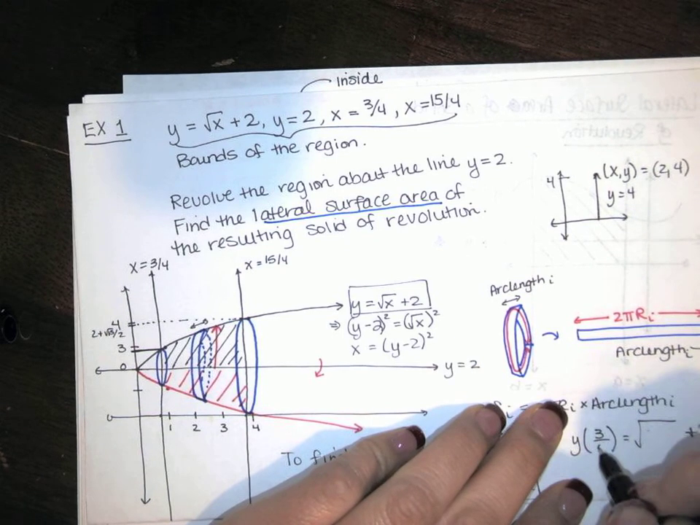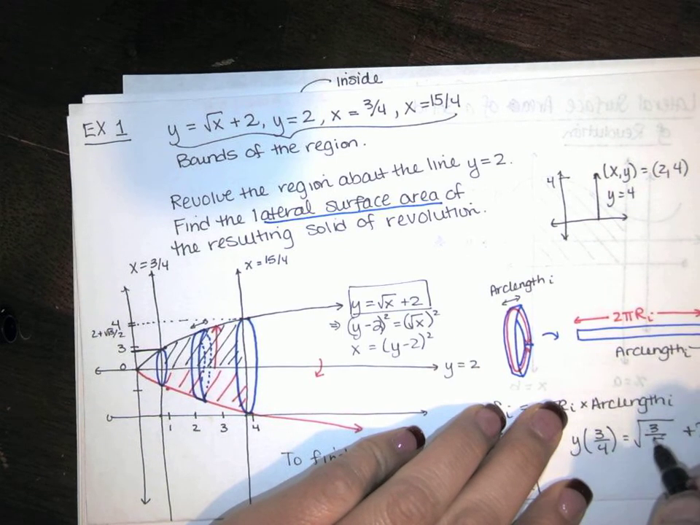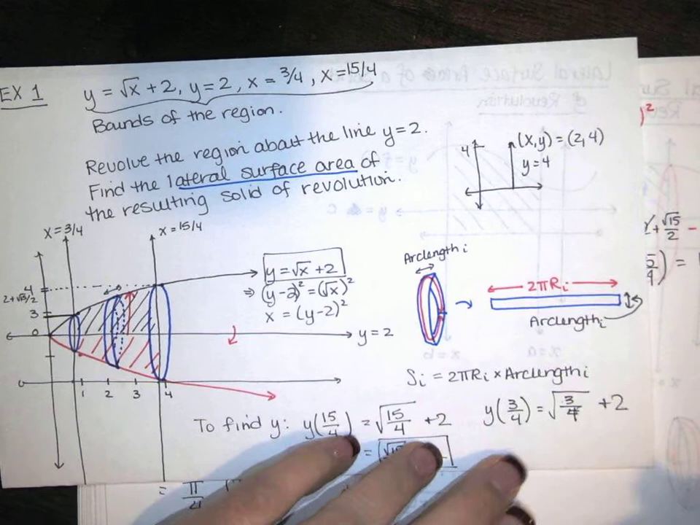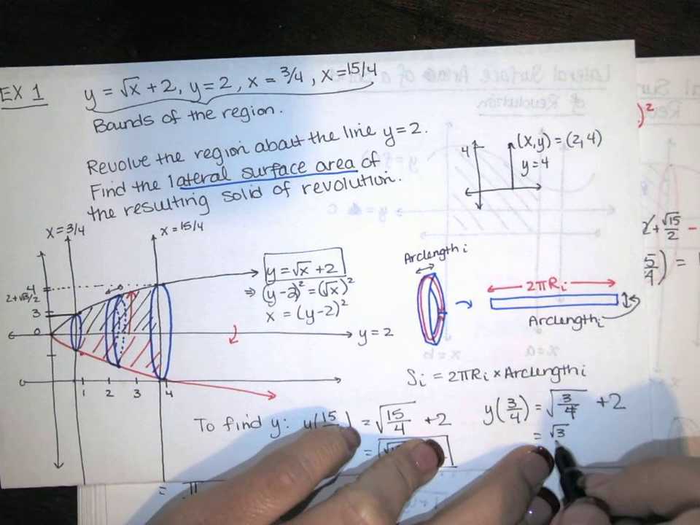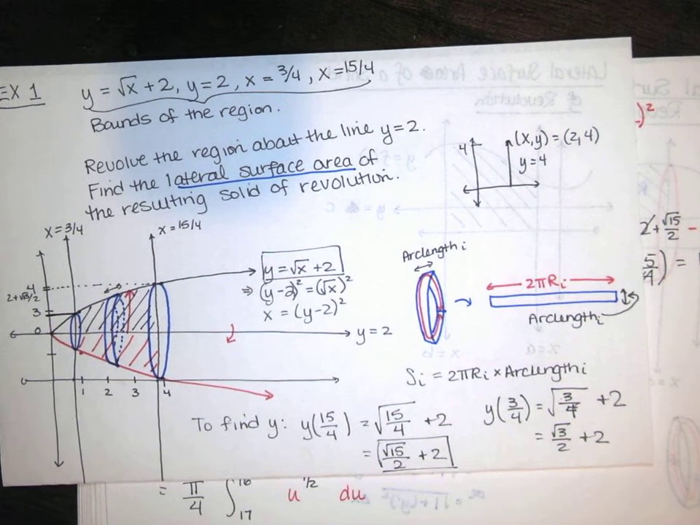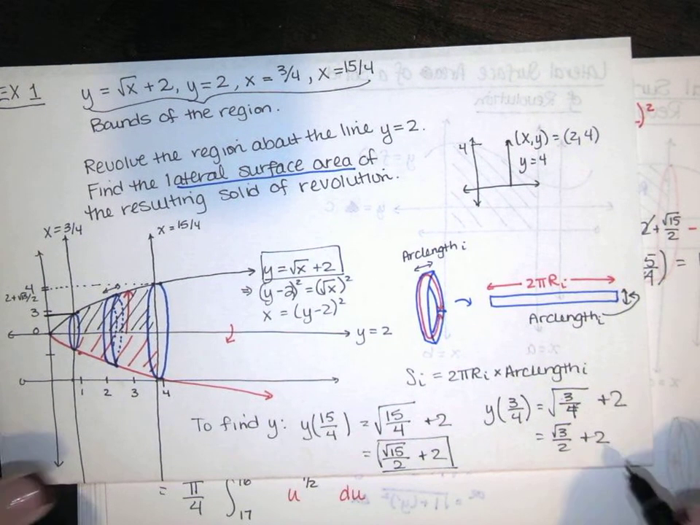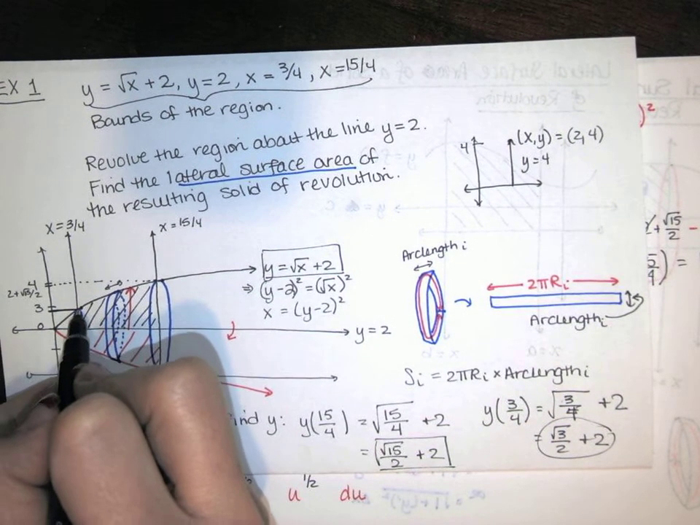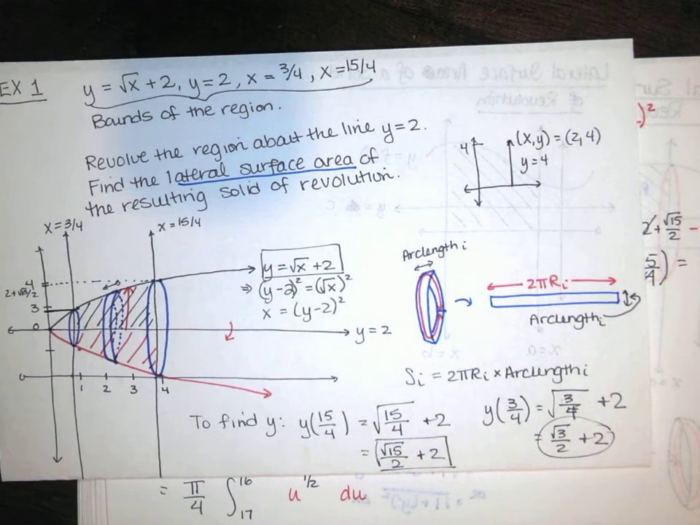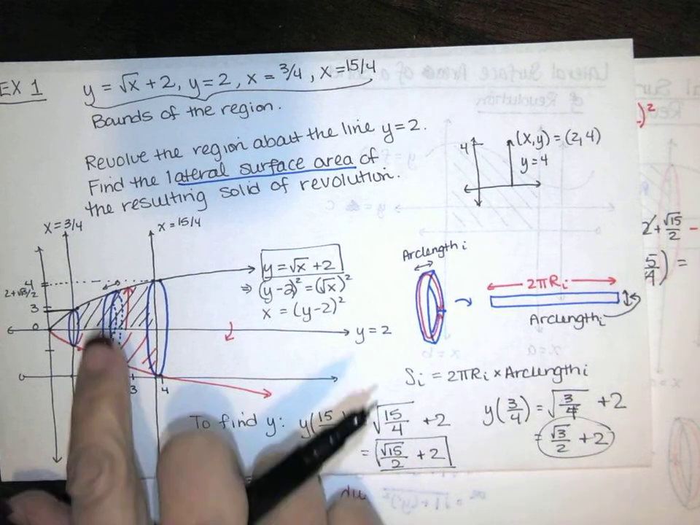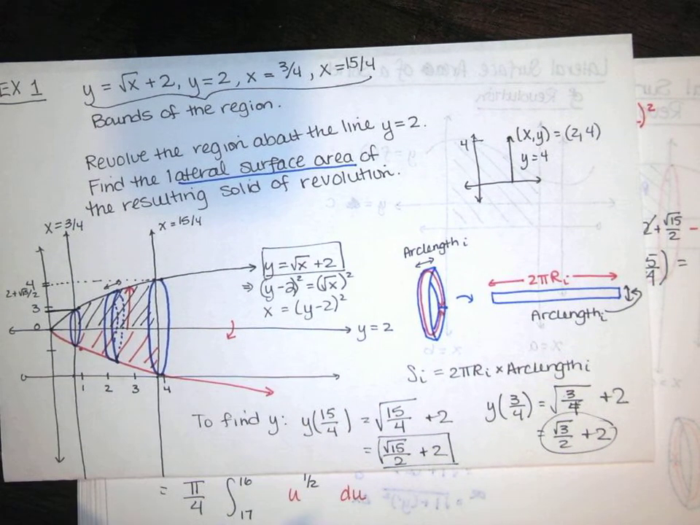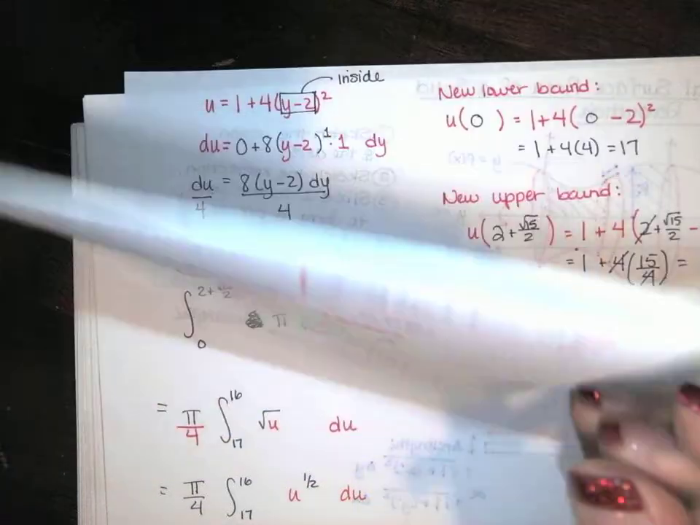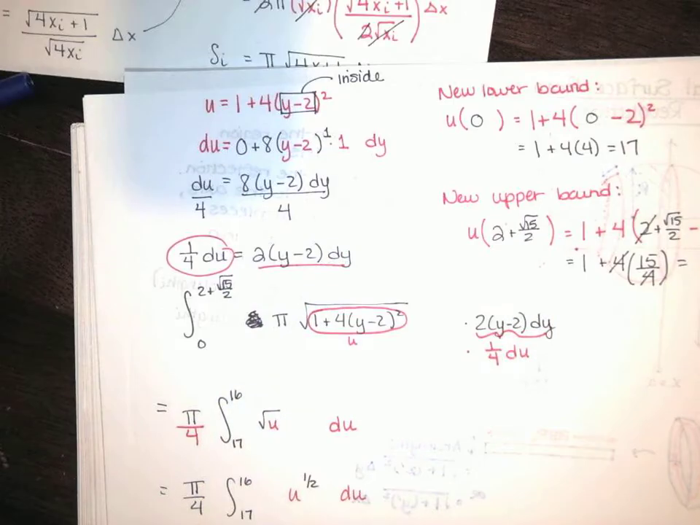I'm going to plug in 3/4. Take the square root of the numerator and the square root of the denominator. Okay, so I've got a new lower bound. It wasn't supposed to be 0. It was supposed to start where the curve started, not where the region started. Ooh, that's very tricky. Make sure you start where the curve started when you're doing solids of revolution. Okay, so that's my new lower bound.